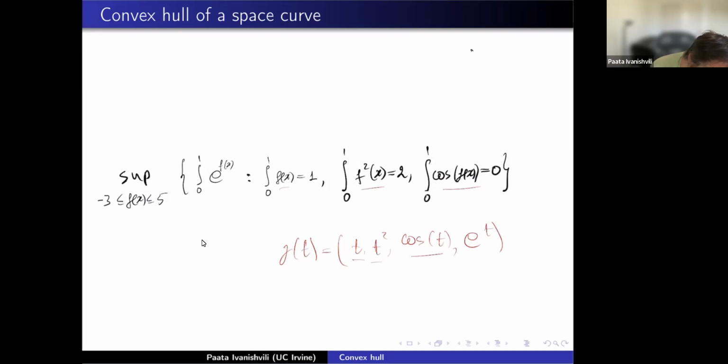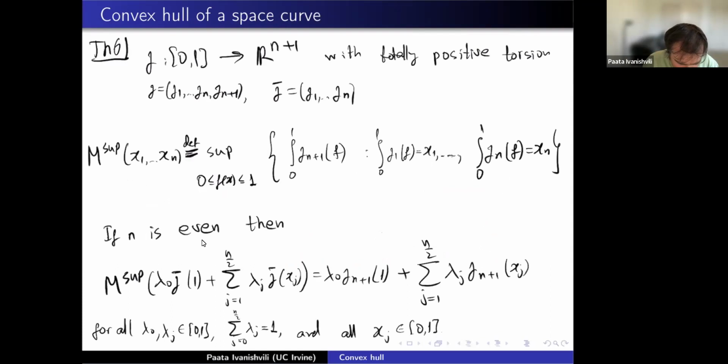You see t squared, cosine t, they come composed with f. So what kind of parameters do I fix, right? Cosine t, if you put f of x instead of t, that's essentially what you have here. And e to the t is here. So the thing is that this optimization problem to find this supremum is the same thing as to describe the upper boundary, whatever that means. Okay, describe the boundary of the convex hull of the space curve. So now we have this description, so then we can just give explicit formulas for this optimization problem.